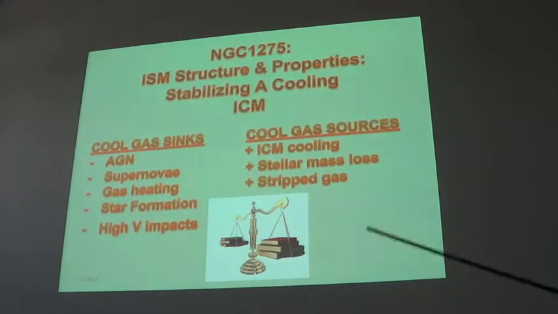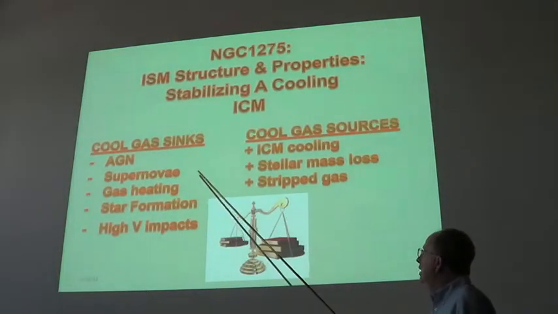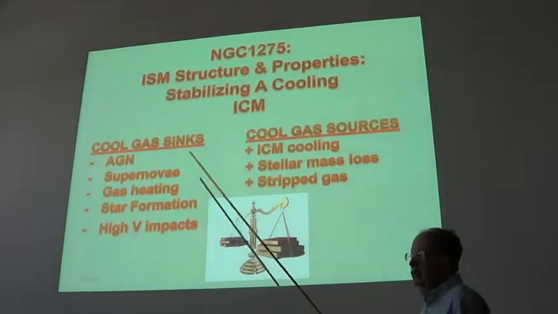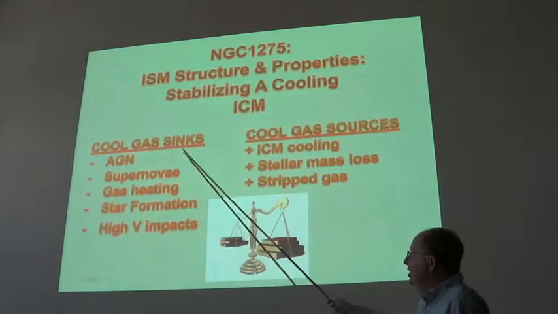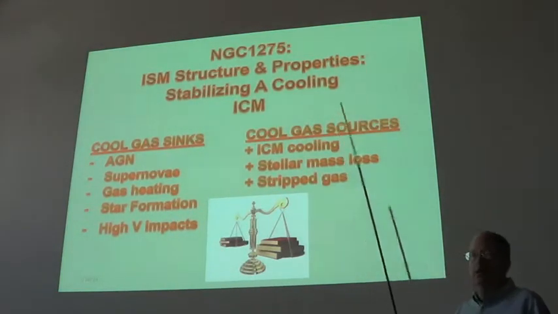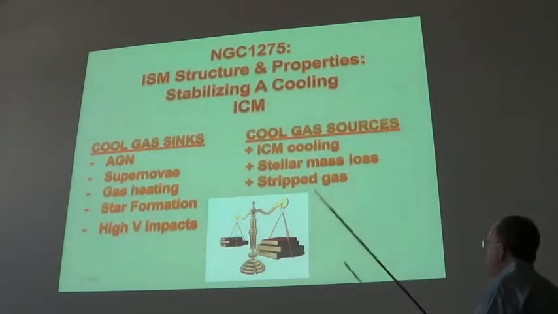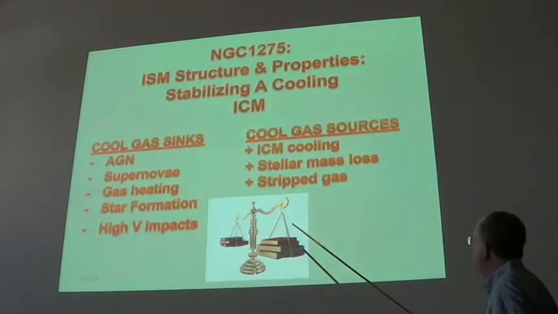It doesn't work. The cool gas sinks are the AGN, and potentially supernova driving things out. That's the way it's a sink. Gas heating, so these are sinks out of the galaxy. Star formation, high velocity impact. If the gas comes in, if that high velocity galaxy hits with a diffuse medium instead of just bullets of dense gas, then the shock heating will be substantial and will increase the temperature and therefore expand the gas.